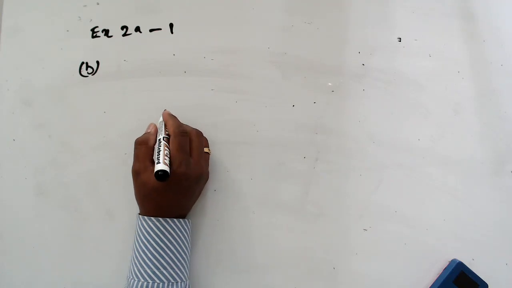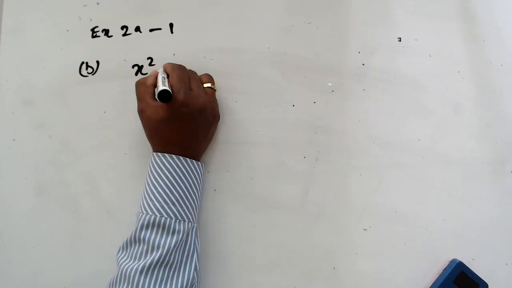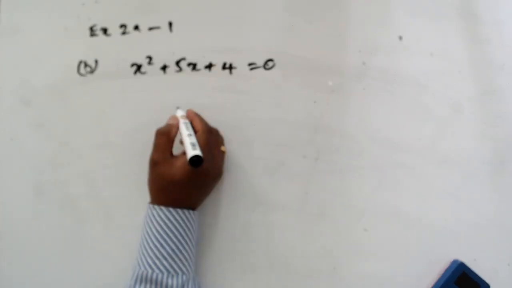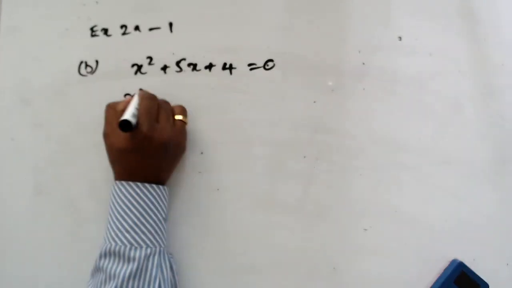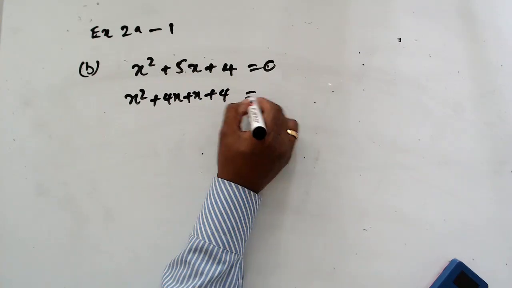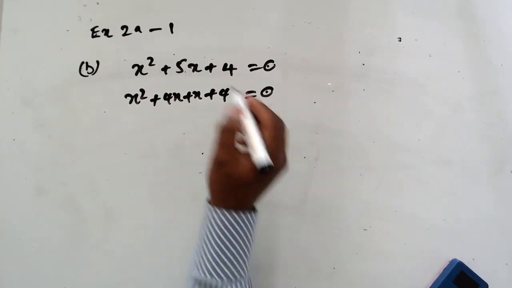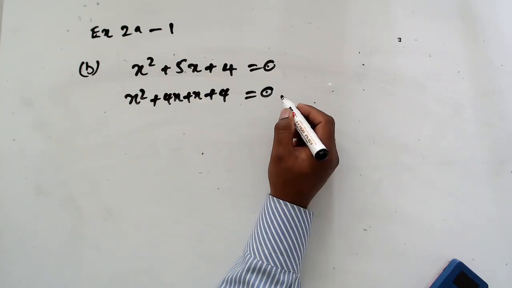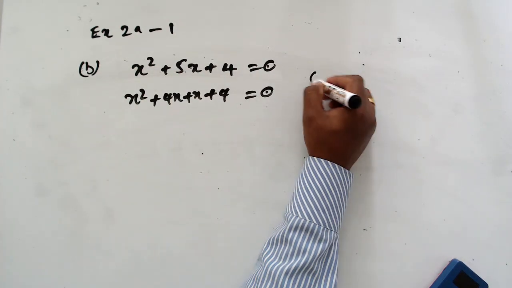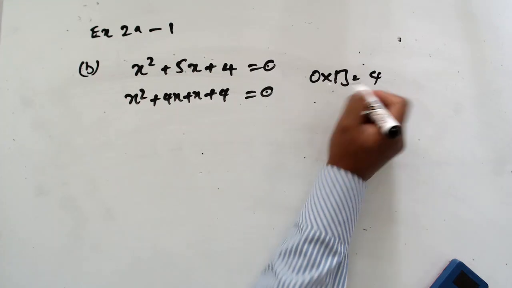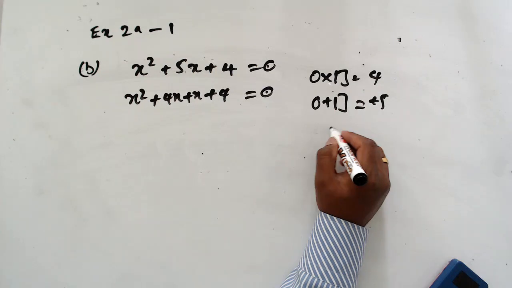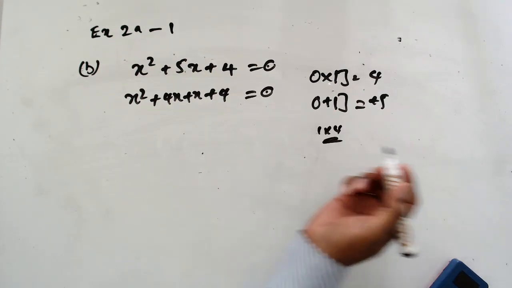Part B, x square plus 5x plus 4 equals 0. Then x square plus 4x plus x plus 4 equals 0. We know that when we multiply those two together, as I discussed how to do in chapter 1, we need 4. When you add those two numbers, we need to get plus 5. So 1 times 4 is the best option.